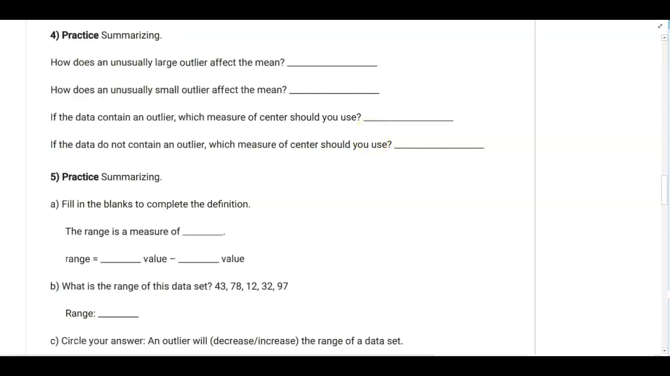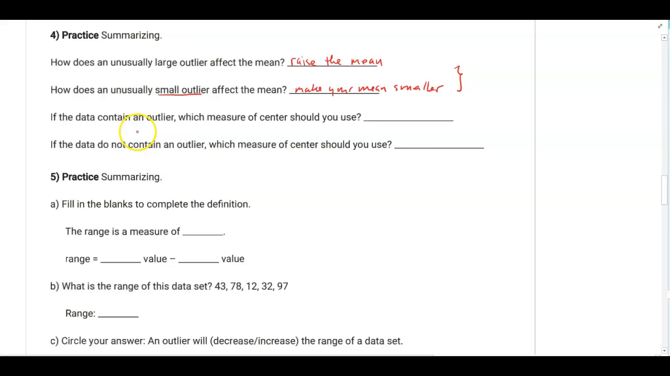When I look at this, how does an unusually large outlier affect the mean? If there's a big number within your data, much bigger than all the other data, what that does is it's going to raise or increase the mean. Okay? If it's a small outlier, what that means is it's going to lower your mean. So it's going to make your mean or average smaller. Generally, if you have an outlier, we never really want to use the mean. We always would want to go to the median.